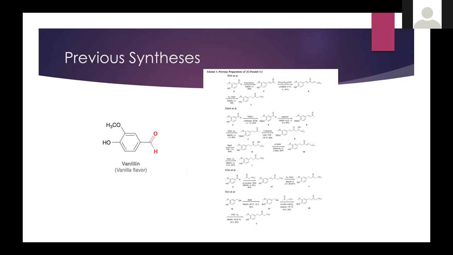Previous methods had many problems and very low yields. All the syntheses, excluding the most recent one, started with vanillin, which is a phenolic aldehyde responsible for the vanilla flavor we know. It's readily available commercially. The first synthesis with vanillin, by Xi et al., was only three steps.